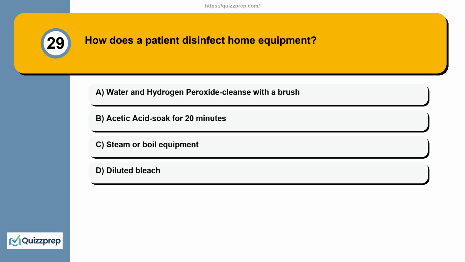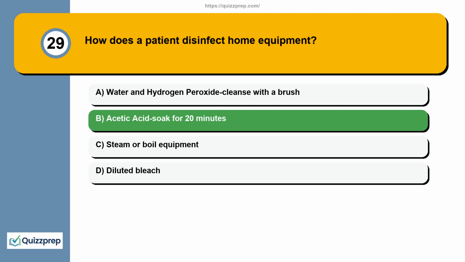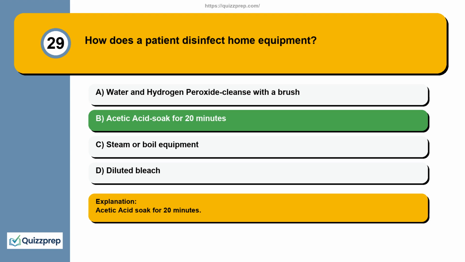Question 29. How does a patient disinfect home equipment? Water and hydrogen peroxide cleanse with a brush. Acetic acid soak for 20 minutes. Steam or boil equipment. Diluted bleach. Acetic acid soak for 20 minutes.